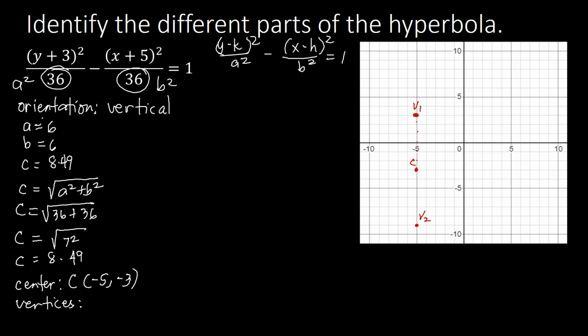So identifying now the coordinates of the vertices. We have here the vertex 1. We've got that from negative 5, and then we have that one on 3 on the y-axis. And then the other one is with negative 5 on x, and then we have 9 on the y-axis.